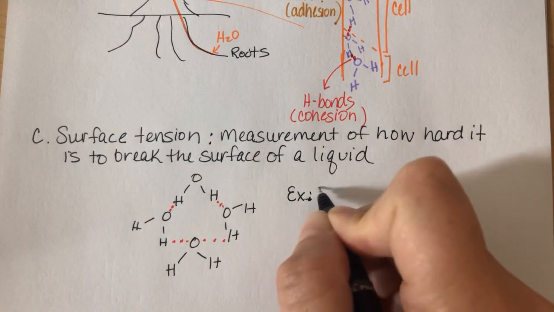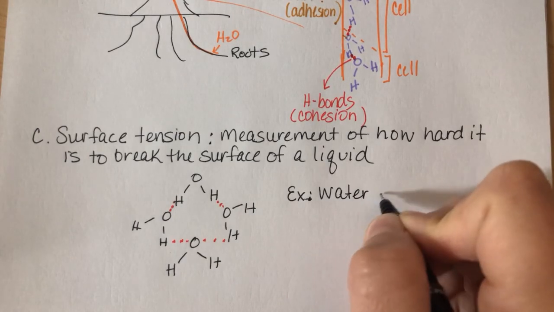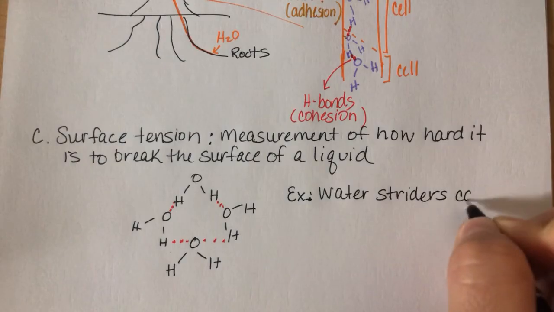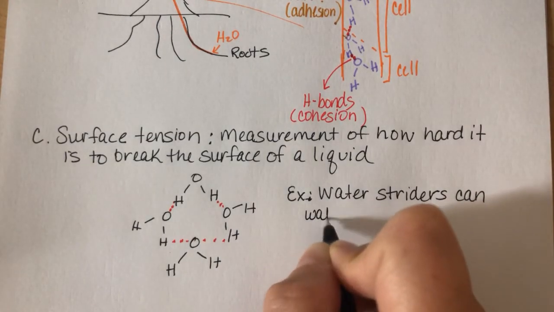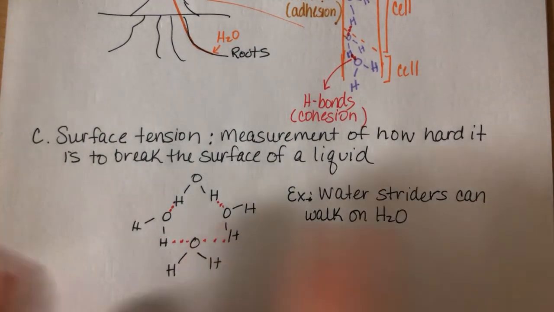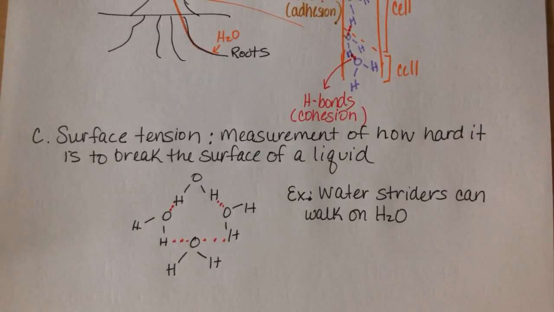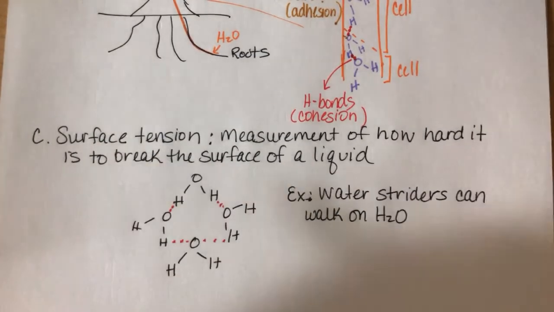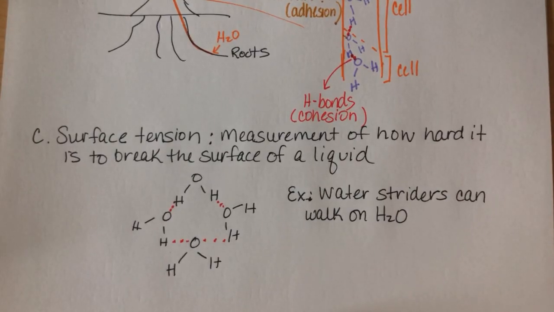there's a bug called water striders that can walk on water. Because, again, they spread their body weight over the surface and do not break those hydrogen bonds. So that creates something called surface tension.